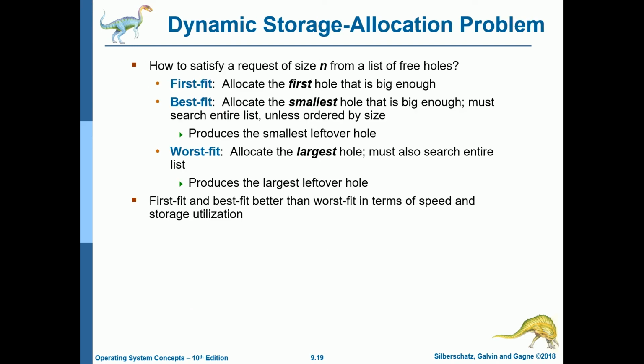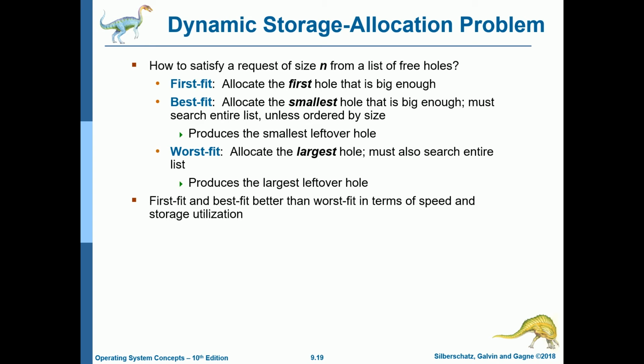This procedure is a particular instance of the general dynamic storage allocation problem, which concerns how to satisfy a request of size n from a list of free holes. There are many solutions to this problem. The first fit, best fit, and worst fit strategies are the ones most commonly used to select a free hole from the available set. Looking into each one of these, first fit: we allocate the first hole that is big enough. Searching can either start at the beginning of the set of holes or at the location where the previous first fit search ended. We can stop searching as soon as we find a free hole that is large enough.